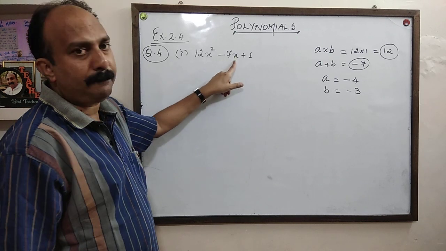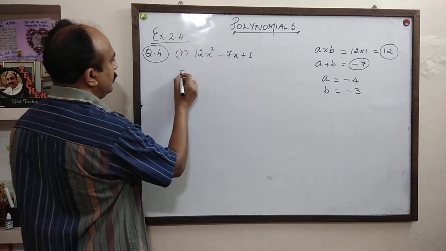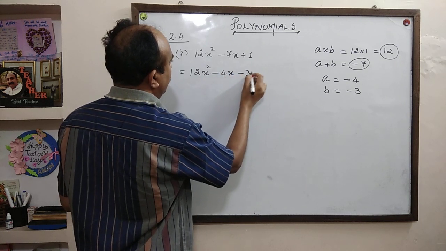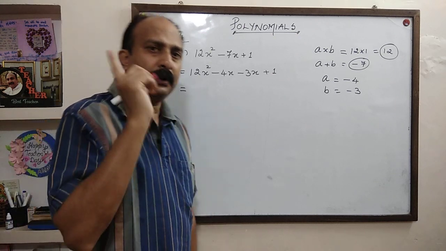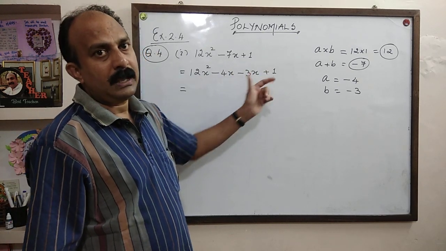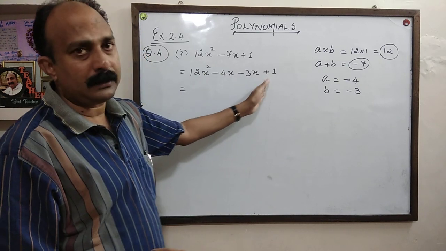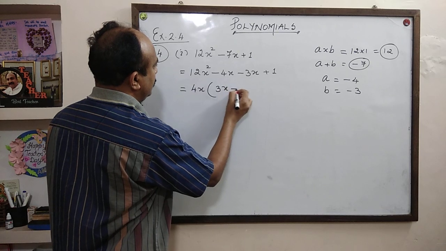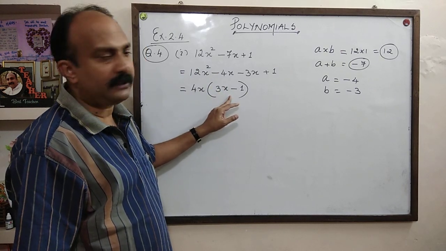Now we are going to split this middle term minus 7x into minus 4x plus minus 3x. So we can write it as 12x square minus 7x will be split into minus 4x minus 3x. Now what is left? Plus 1. Now in the next step, in such questions you can always see that there is something common in the first and second term and something common in the third and fourth term. But after taking that common outside, the bracket that we get must be the same here and here. 12x square minus 4x, what is common? 4x is common. After taking 4x common, what is left inside? 3x minus 1.